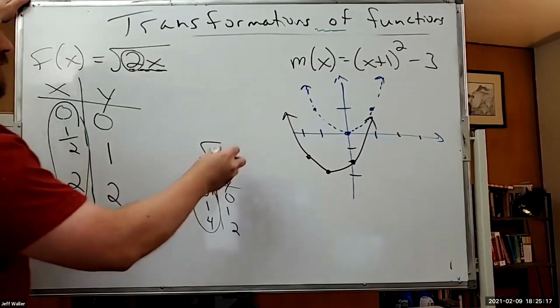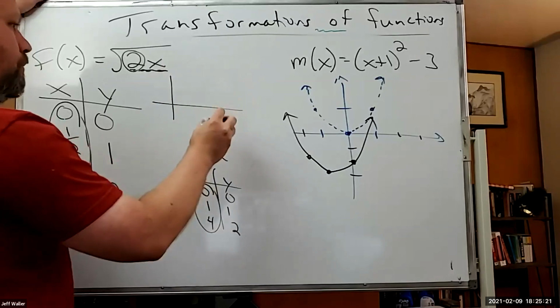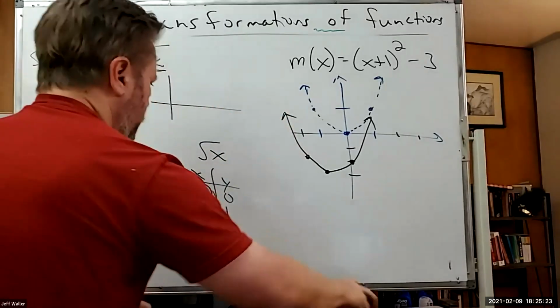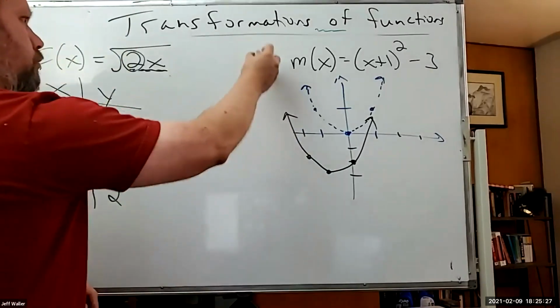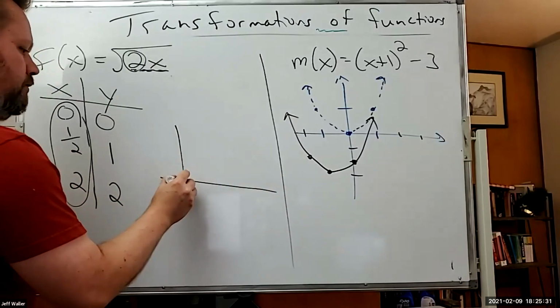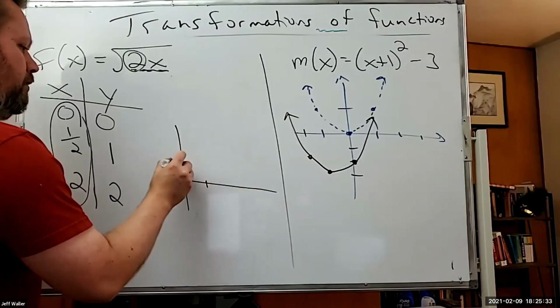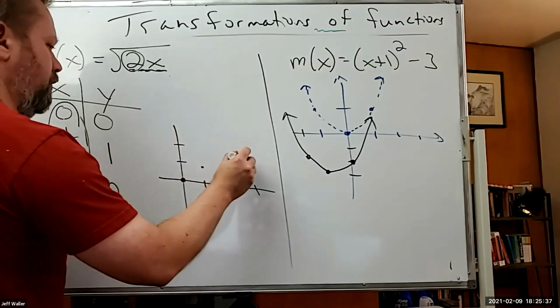So visually what that's going to do, this is very strange visually with a square root function, but oh well. Hold on, let me get rid of some of this extra stuff here. Okay. So what that does, here's my base function: 0, 0, 1, 1, and 4, 2 is my base function.